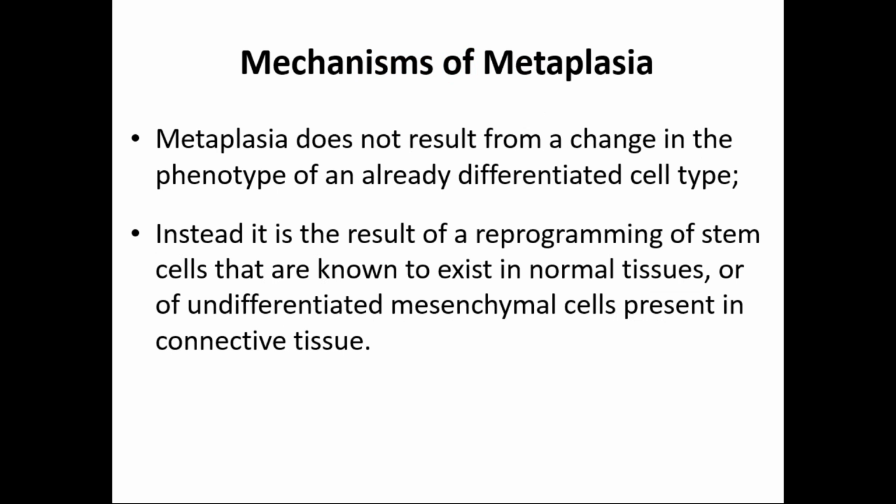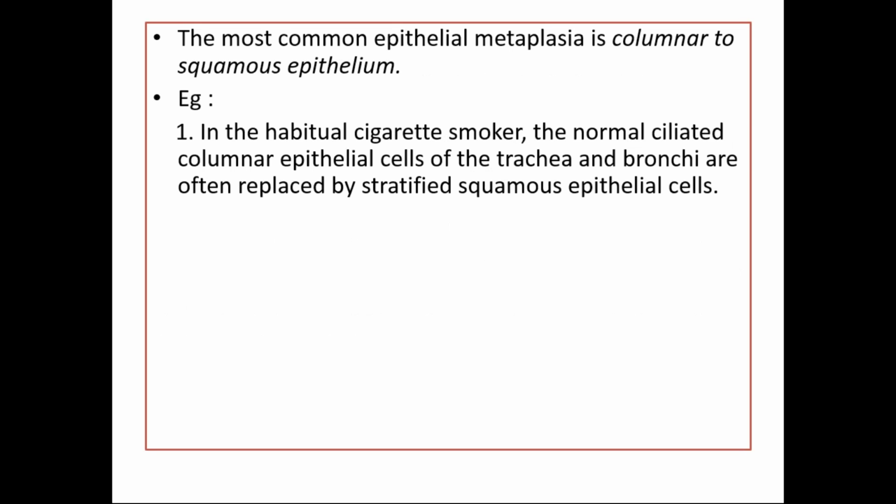So what are the mechanisms of metaplasia? Metaplasia does not result from a change in the phenotype of an already differentiated cell type. Instead, it is the result of a reprogramming of stem cells that are known to exist in normal tissues, or of undifferentiated mesenchymal cells present in the connective tissue. The most common epithelial metaplasia is columnar to squamous epithelium.